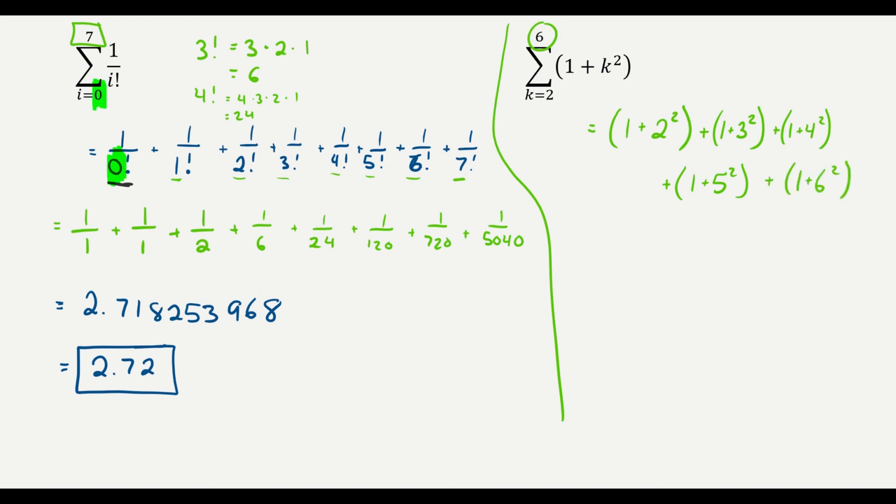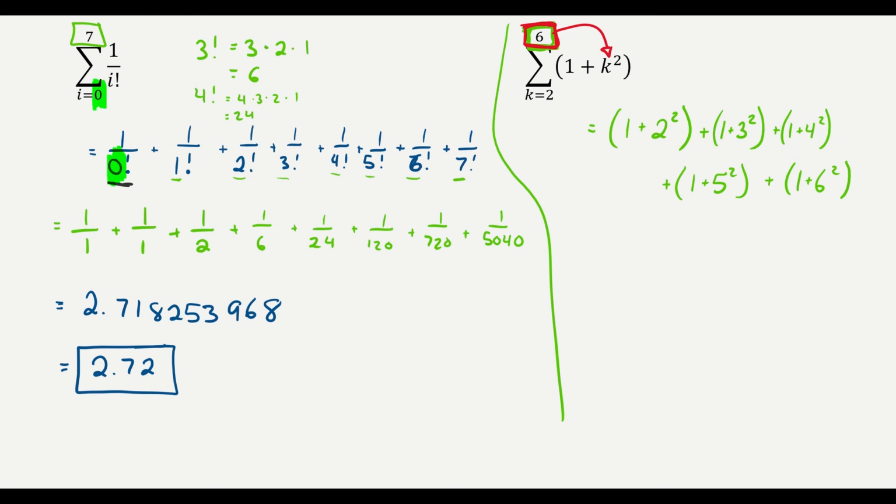So I think a point of emphasis here is this 6 up here is not how many terms you're going to have. Because if I count, I have 1, 2, 3, 4, 5 terms, not 6. So that number up top is not how many terms you have. It's what number is the last number you plug into the equation, the 6.